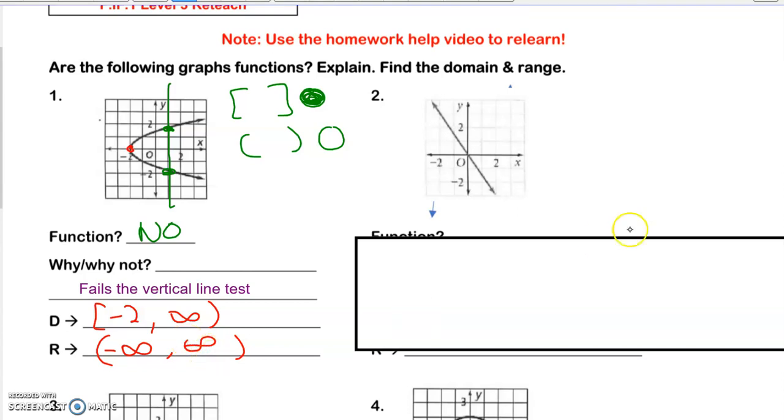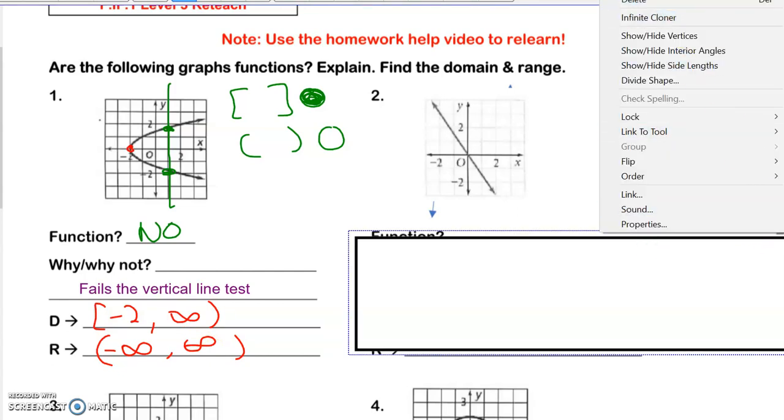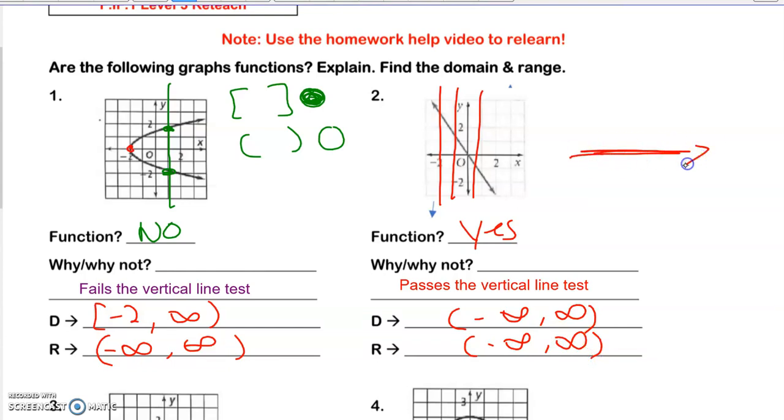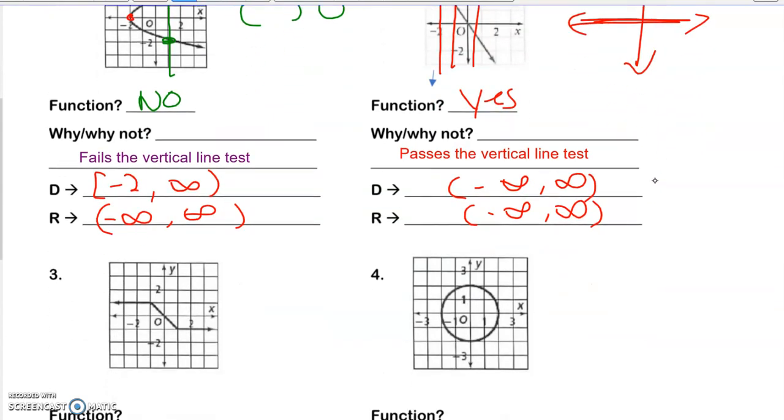Is this a function? And I'm going to say it is a function. I know it's a function because it's a linear function. It's a straight line. It passes the vertical line test. If I drew a line on there, the black line only hits it in one spot. And this line has arrows, which means it goes on forever. So it's going to be negative infinity and positive infinity. So it's going on forever in both the x and the y direction. So that's how I got the negative and positive infinity.